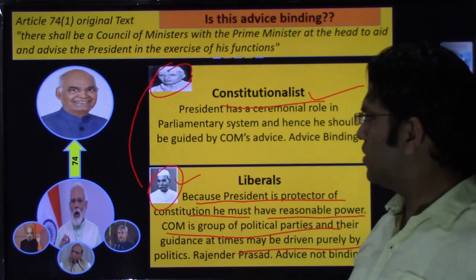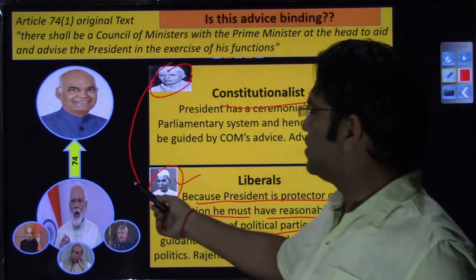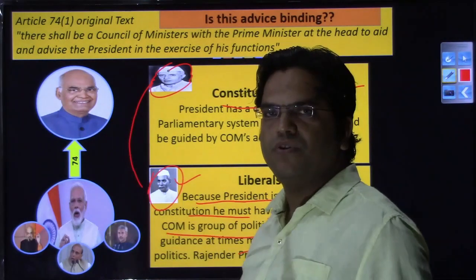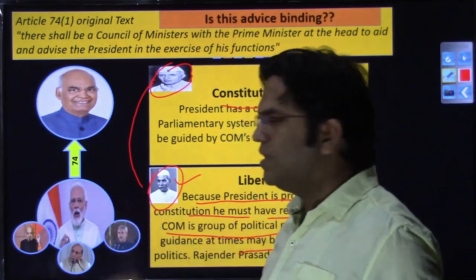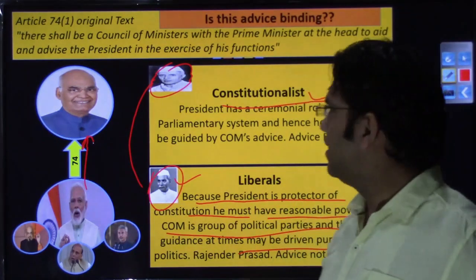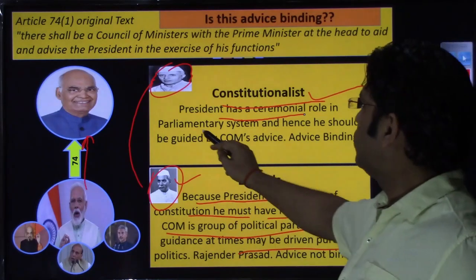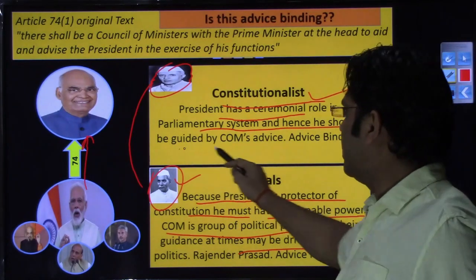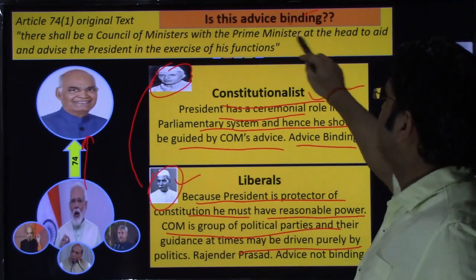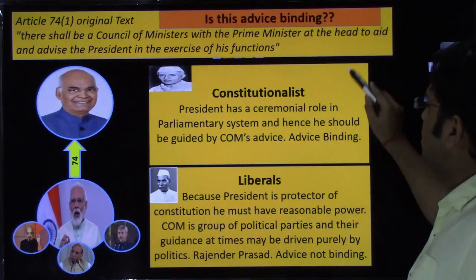And this debate started in the Constituent Assembly. He had agreed, but he had this debate, right, that in relation to the oath that the president takes, he should have a reasonable amount of power to say no to the Council of Ministers in case there is politically driven guidance to him. Right, so constitutionalists said that no, the president has a ceremonial role in the parliamentary system, and hence he should be guided by the COM, Council of Ministers' advice, and this advice is binding. Right, so this is the debate that started, and this debate has gone into various phases.